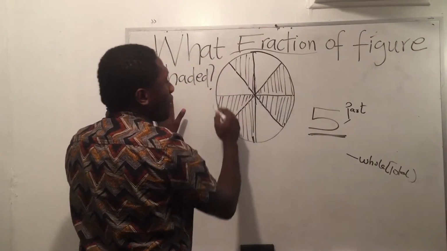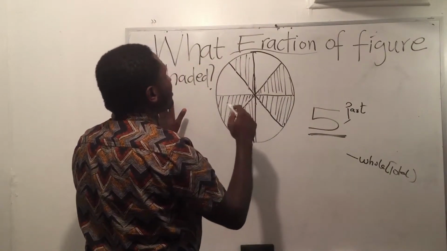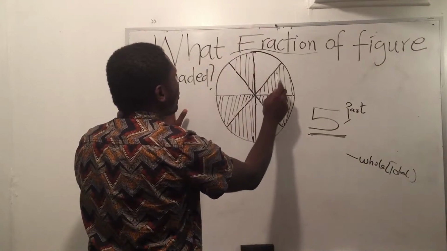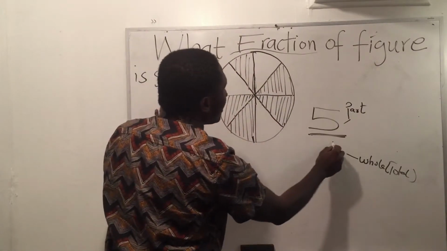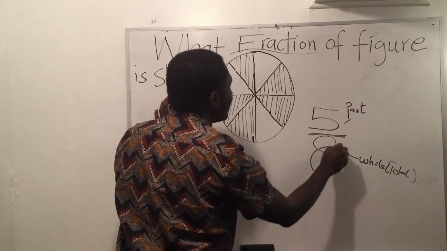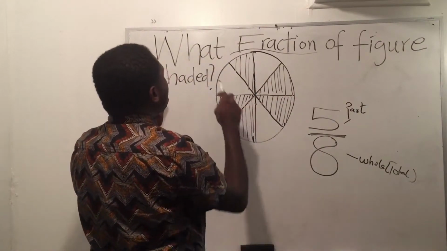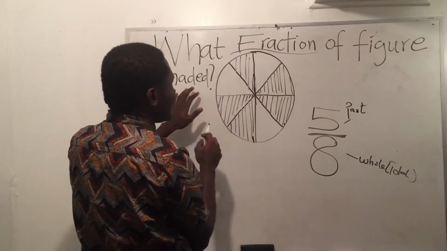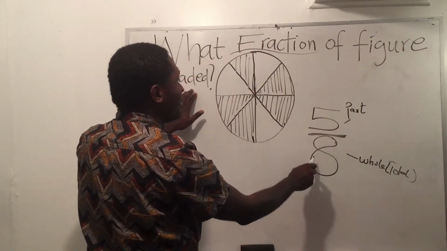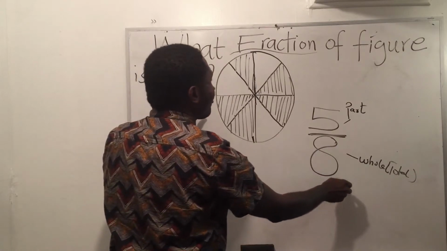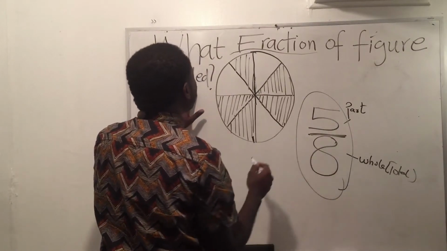And what is the total that I see right here? The total parts. 1, 2, 3, 4, 5, 6, 7, 8. And that goes to the bottom right there. So that tells me, if I'm being asked what fraction of the figure is shaded, 5 out of 8 is shaded. So 5 over 8 should be my answer.